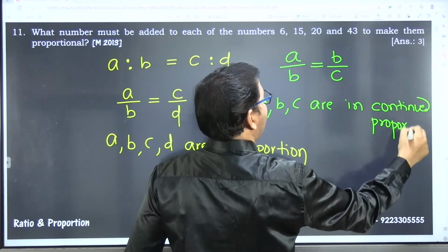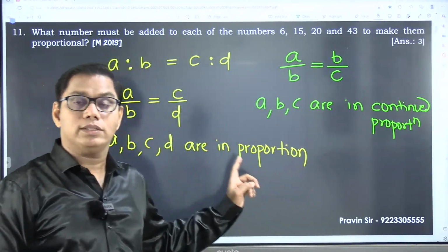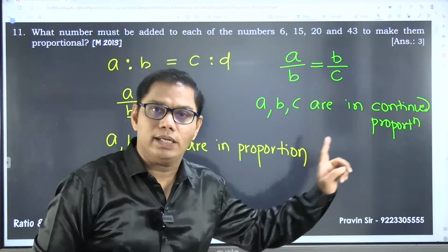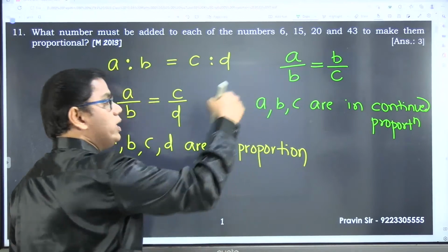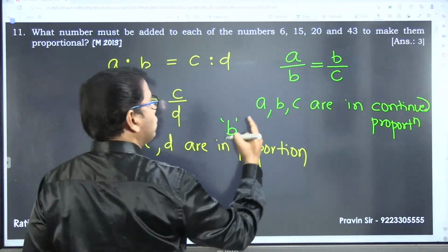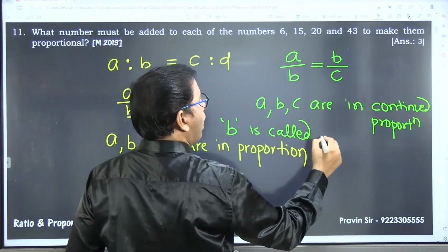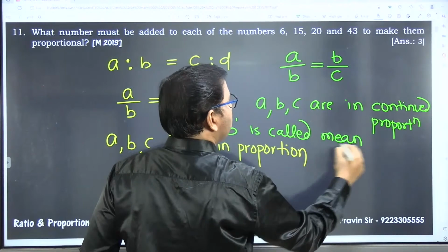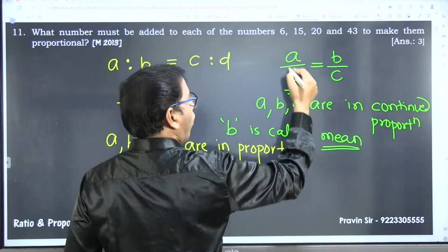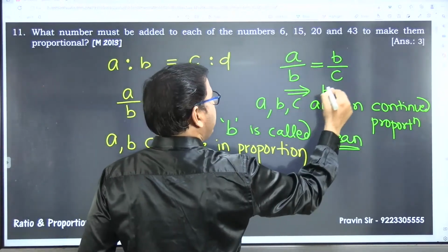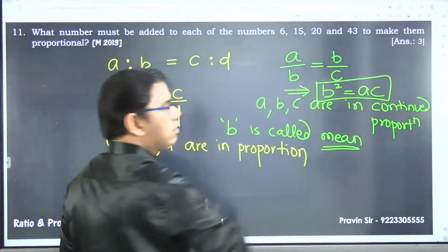Are you getting it? Okay. A, B, C. A upon B is equal to B upon C. Then we can say that A, B, C are in proportion. और ये जो बीच वाला term है B, which is repeated, is called mean proportional. Okay, और इस equation को अगर solve करते हैं, तो what we get? B into B is B square and A into C is AC. तो ये result मिलता है.